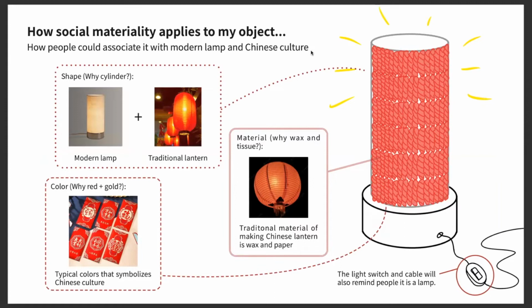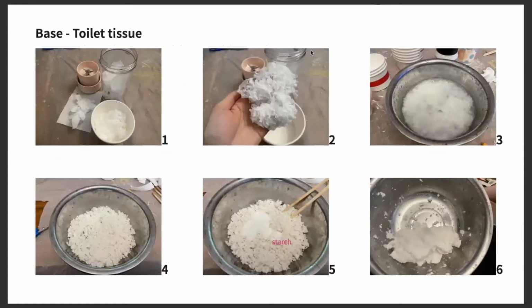The red and gold colors remind people of Chinese culture, and the materials I use are the ones used for making traditional lanterns. Then I started making my Chinese lantern lamp. It has three parts: base, inner structure, and lampshade. The base of the lamp needs to be solid, so I will mix the paper pulp and white glue, which is similar to the experiment I did in assessment 1.